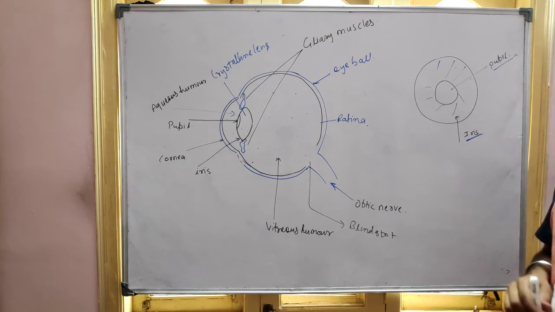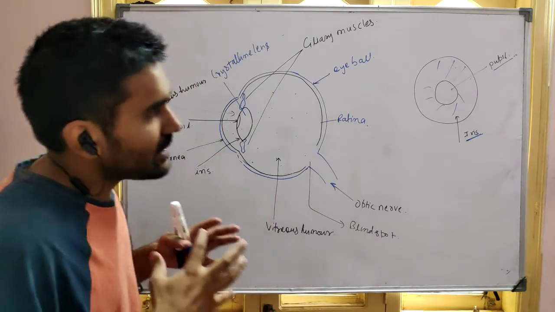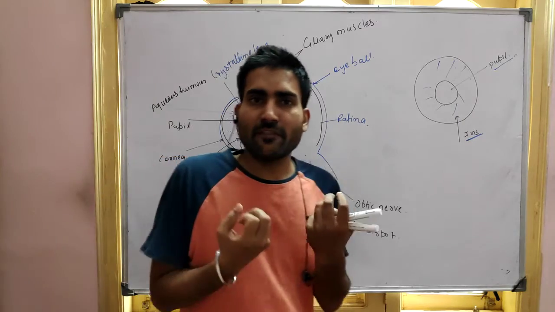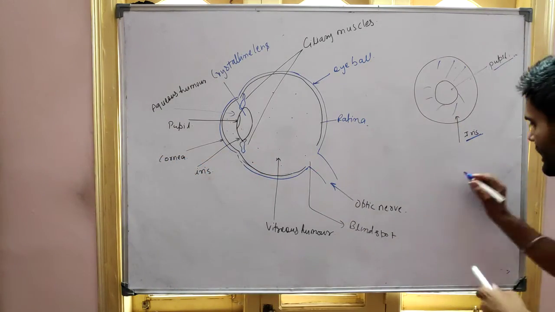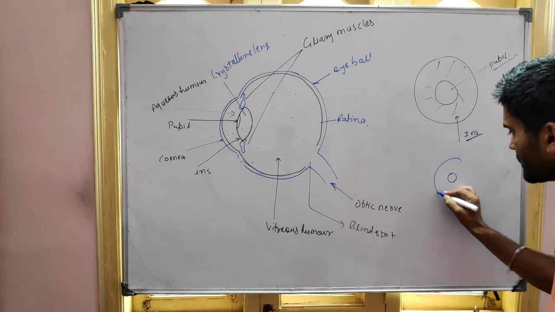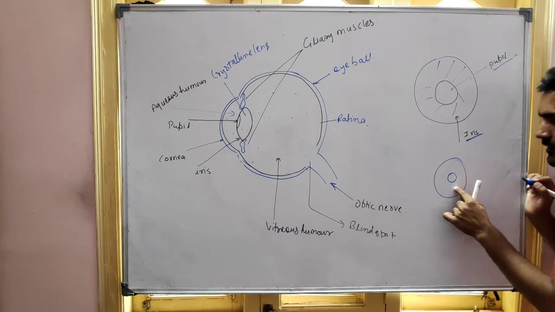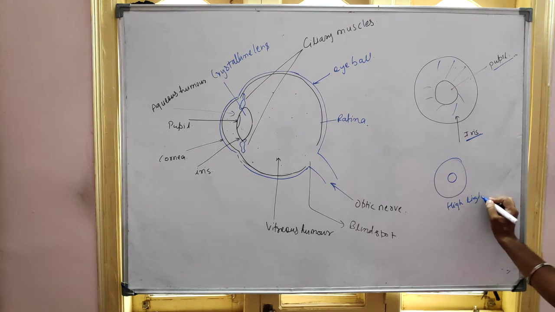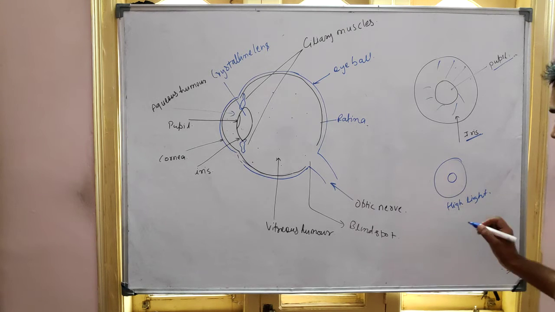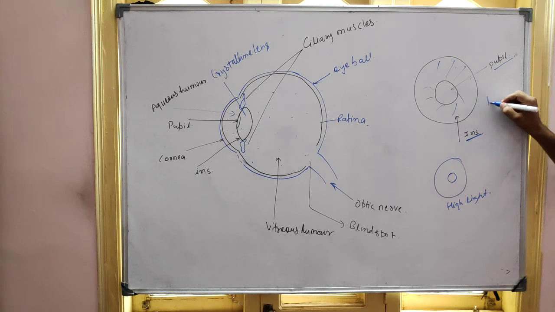See, whenever the light rays come, the light rays are coming like this. Whenever the lights are very high, this will shrink. This pupil will shrink like this when the high light is there. And when the low light is there, it will expand and it will become like this. So it is at low light.